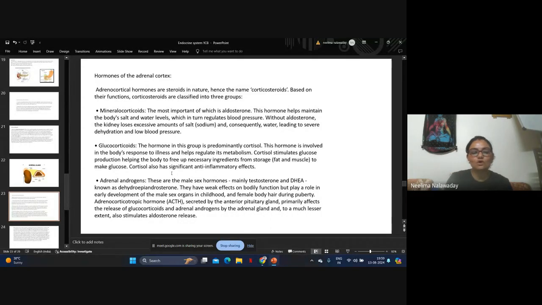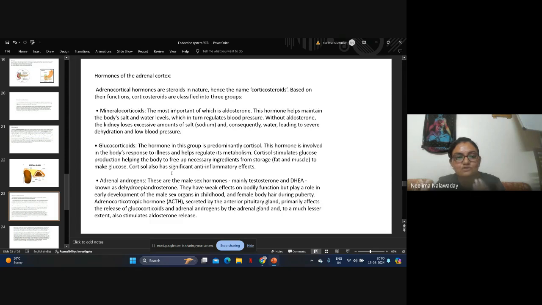And the steroid part, steroids are also important. So mineralocorticoids, glucocorticoids are important steroids. We need these steroids to carry functions like this: mineralocorticoids, minerals. So sodium, potassium, the most important of which is aldosterone, chemical name. The hormone helps maintain the body's salt and water levels. So sodium levels in body, in blood, which in turn regulates blood pressure. Without aldosterone, the kidney loses excessive amounts of salt and consequently water, leading to severe dehydration and low blood pressure.